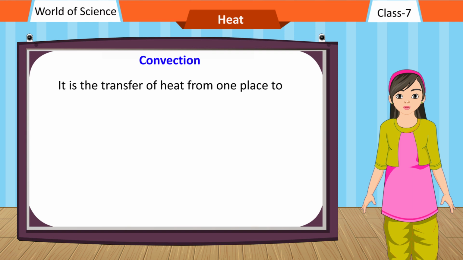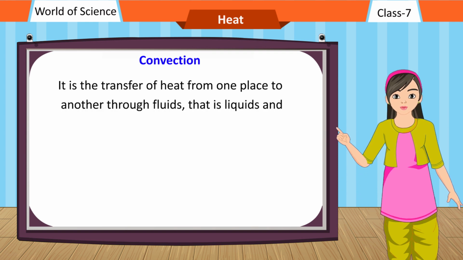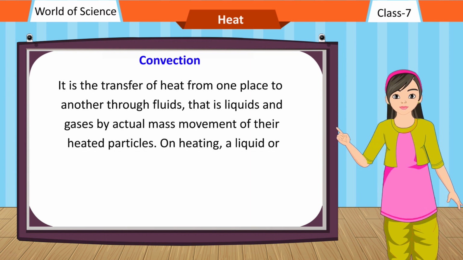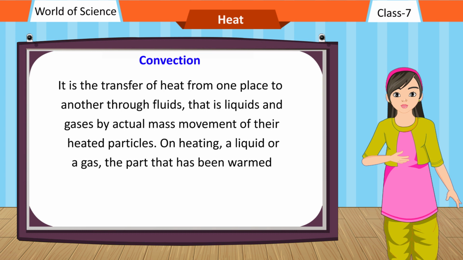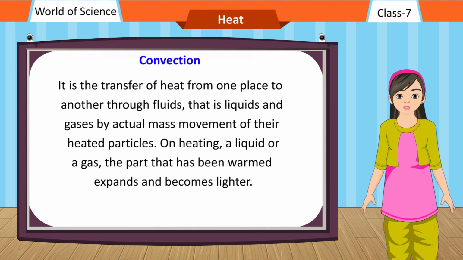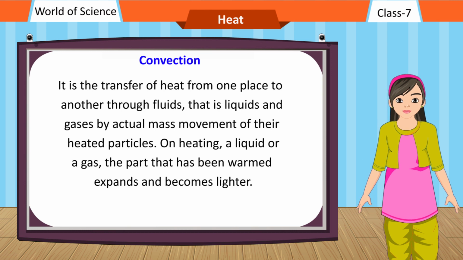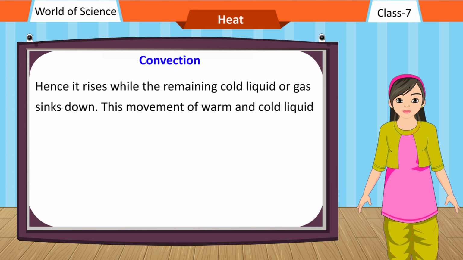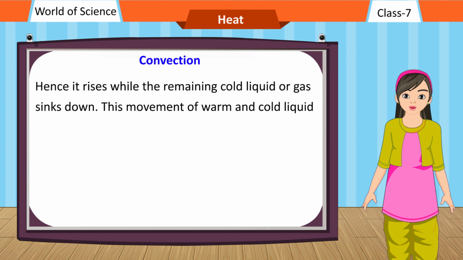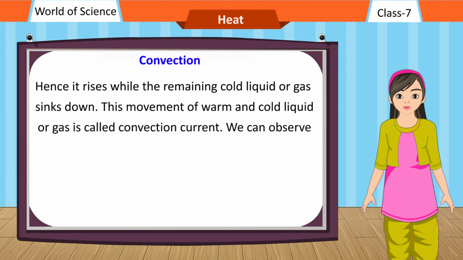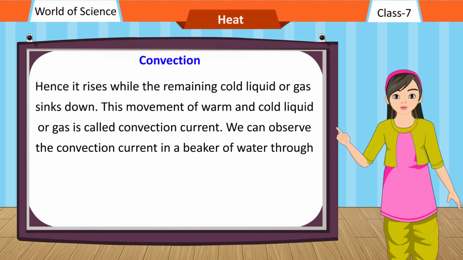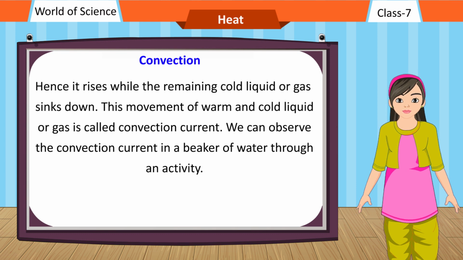It is the transfer of heat from one place to another through fluids, that is liquids and gases, by actual mass movement of their heated particles. On heating a liquid or a gas, the part that has been warmed expands and becomes lighter. Hence it rises while the remaining cold liquid or gas sinks down. This movement of warm and cold liquid or gas is called convection current. We can observe the convection current in a beaker of water through an activity.